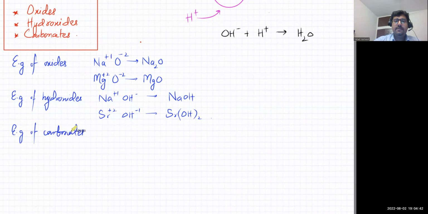An example of a carbonate: carbonate, remember, is CO3. Make sure you remember that table, the formulas of the ions and the formulas of the acids. You have to memorize that. Okay.